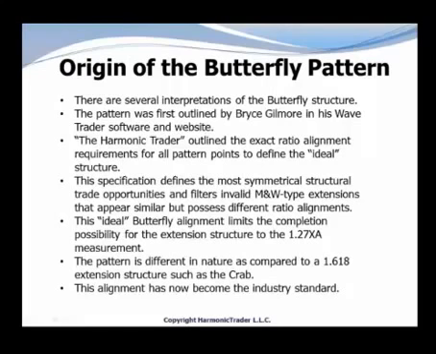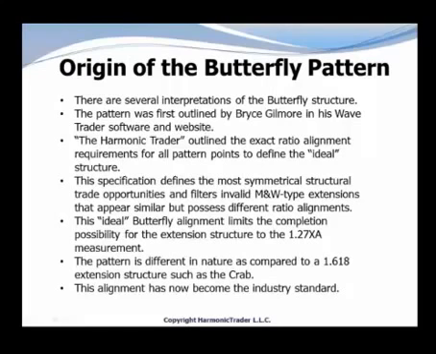But in my book, The Harmonic Trader, that I released in 1998, I outlined the exact ratio alignment requirements for all pattern points to define what I called the ideal structure, or the butterfly structure that yielded the most profitable opportunities. This specification defines the most symmetrical structural trade opportunities and filters similar invalid M and W type extensions that appear the same but possess different ratio alignments.